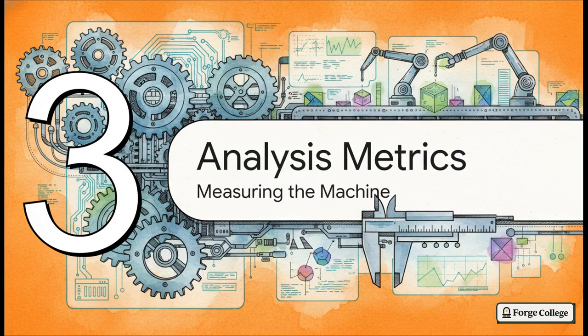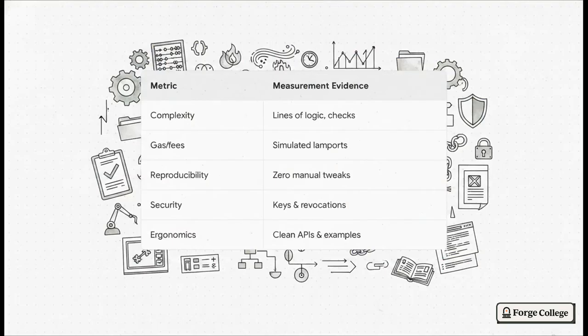Section 3. Comparative Analysis Metrics. Let's talk about exactly how we're measuring the machine. When you document your objective criteria, you've got to be incredibly specific. Take complexity, for example. You can't just write, it's pretty simple. No way. You need to cite lines of core logic, the number of account types, and specific signer checks. For gas and fees impact, we want to see the simulated lamports per flow running directly on your local validator.